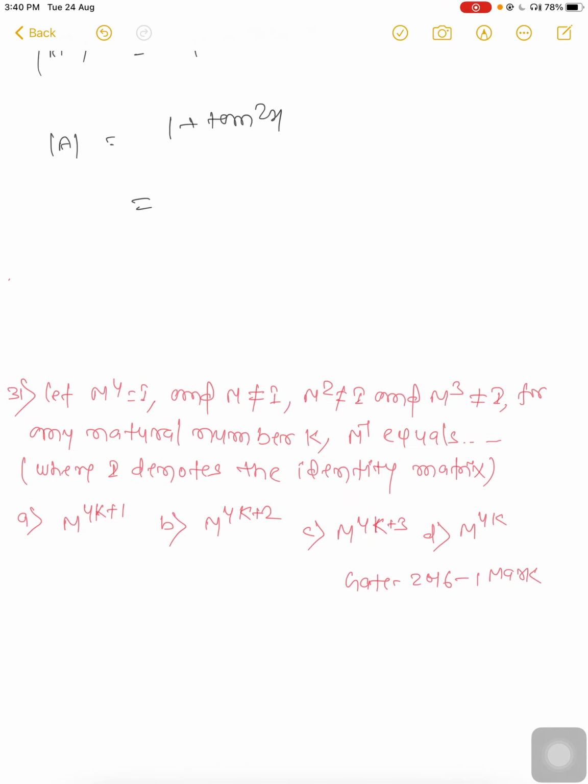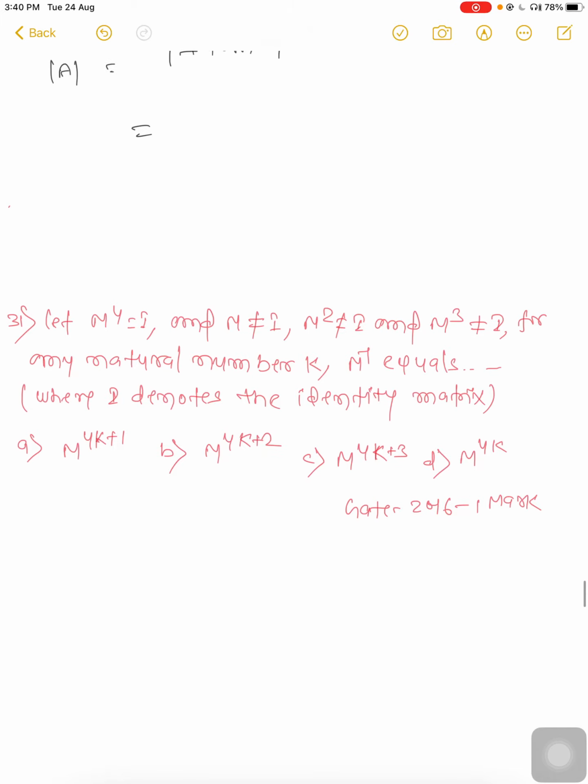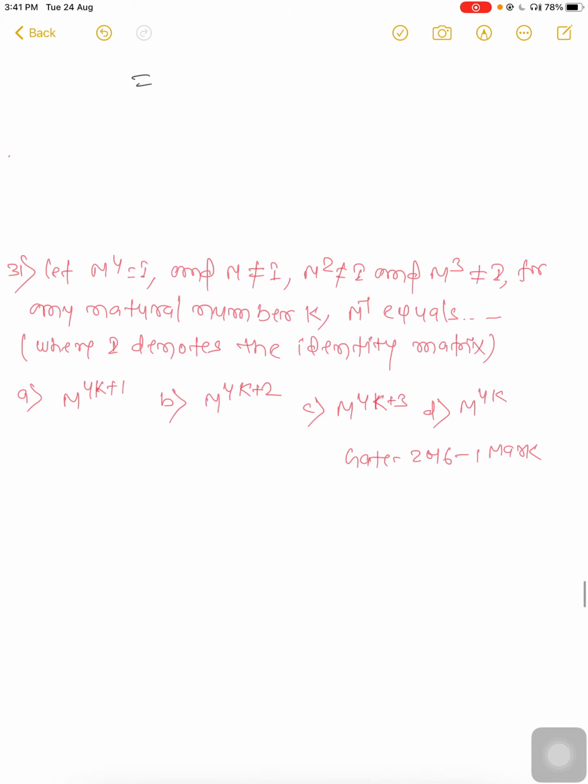This one was asked in GATE 2015 for 1 mark. Let M to the power 4 be equal to I, and M is not the unit matrix, M square is not the unit matrix, and M cube is not the unit matrix. We have to find the M inverse.